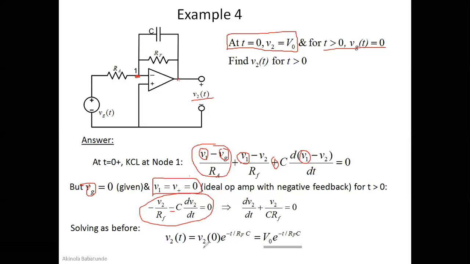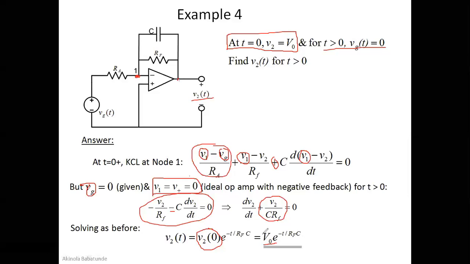That will be equal to the integral of minus V2 over CRF equal to 0. If you integrate that, what you are going to obtain will be V2 of 0 times exponential minus t over RFC. We have talked about how to integrate these. We've done this before, so I don't want to go over that again. If you go through the past discussions we've had about first order differential circuits, you will be able to figure these out. Eventually, V2 of 0 will be equal to V0. We know that, so you place that here, and then you have exponential minus t over RFC.